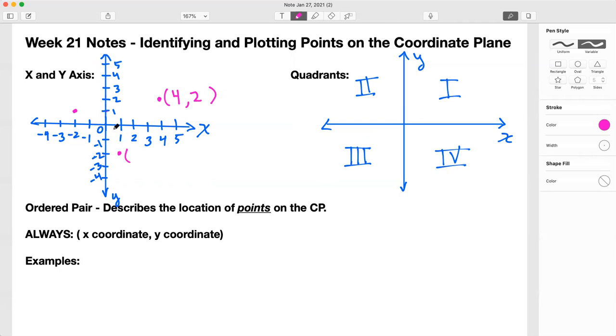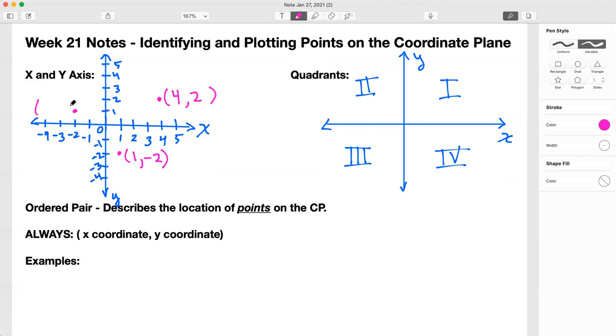Well, this one over here would be 1 over in the positive direction for x. We always do the x coordinate first. Then how far did it go up or down? Well, it went down this time, so it went down 1, 2, and it's at -2. So that means we're going to have -2 as our y coordinate.